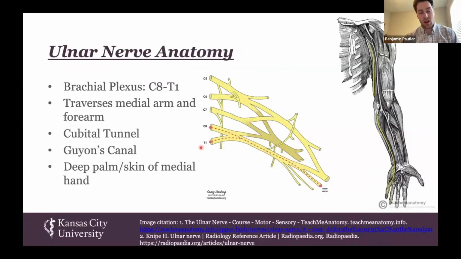So we can get started right off the bat with some ulnar nerve anatomy. Just as a quick reminder, it does originate from the brachial plexus, nerve roots C8 to T1. As you can see here, it traverses the medial arm and forearm, passing through the cubital tunnel near the elbow and through Guyon's canal near the wrist to terminate in the deep palm as the motor branch and in the skin of the medial hand.